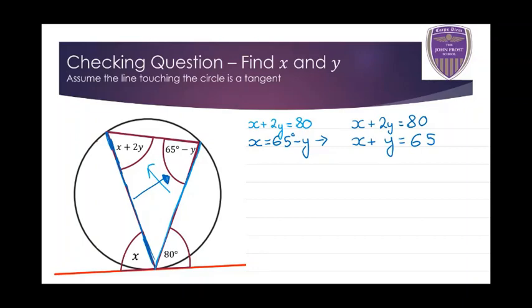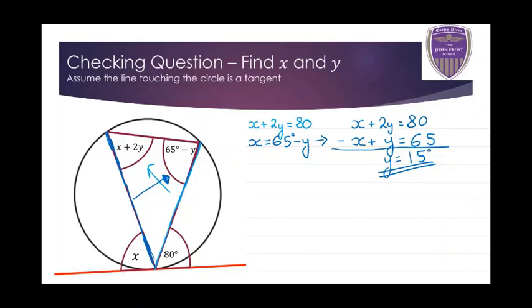Okay, so I'm just going to run through it quickly. So we've got simultaneous equations. So we've got x in both of the top and the bottom equation. So I'm going to take them away from each other. X take away x is nothing. 2y take away y leaves me with y. 80 take away 65 is 15. So I found that y is 15 degrees.